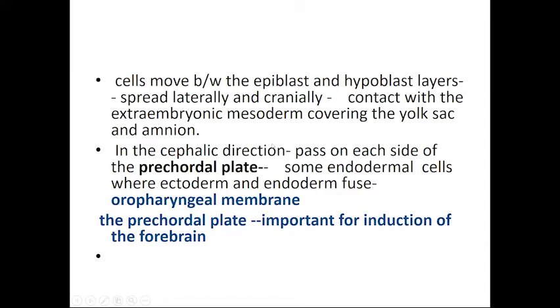Then ultimately as they go forwards and on the sides, they become in contact with the extraembryonic mesoderm, which is covering both the yolk sac, so it becomes in between, and it reaches the lateral ends of the developing embryo, and there it comes in contact with the extraembryonic mesoderm. It's going to pass also in the anterior or the cephalic direction. It passes on each side of the precordal plate, or what we call the buccopharyngeal membrane.